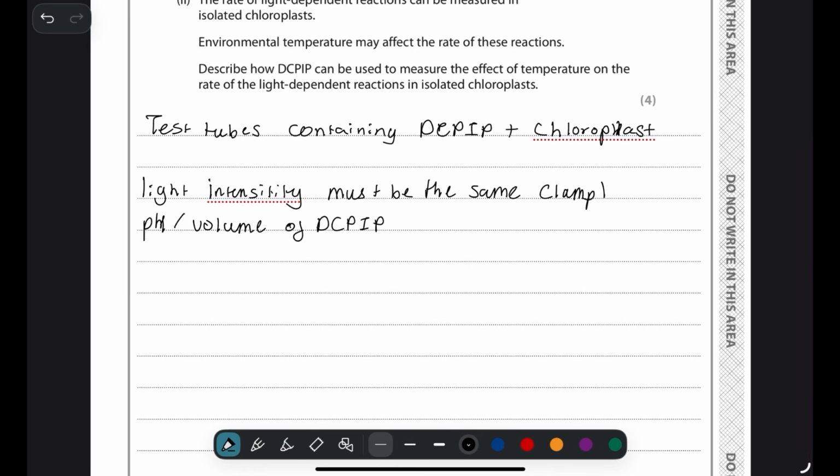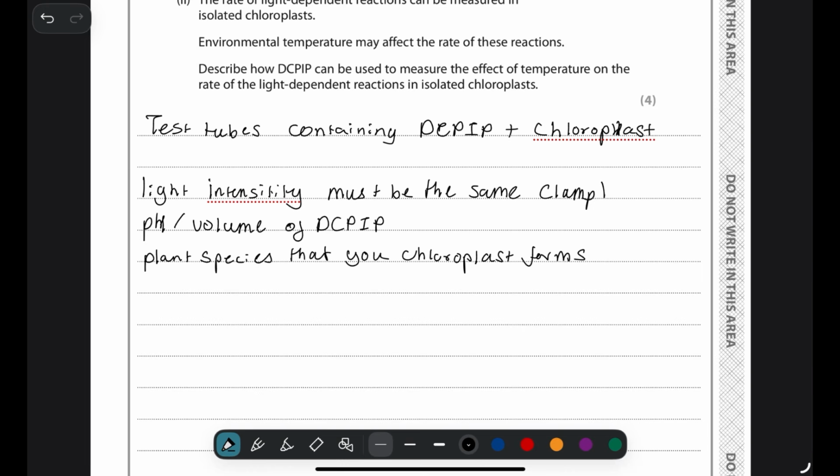And then also, for this one, because I've seen mark schemes like this before, I know they're going to want us to put biotic variables as well. So for example, let's say the plant species that you got the chloroplast from. So you're just thinking about stuff like that.